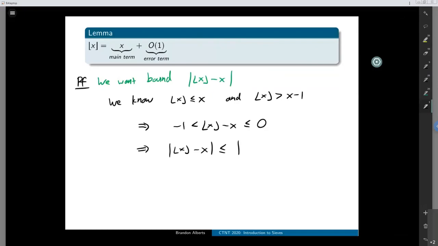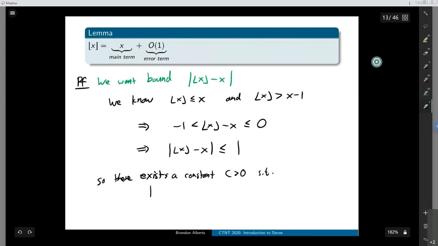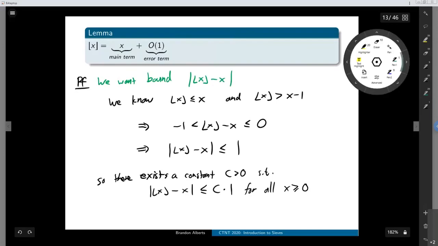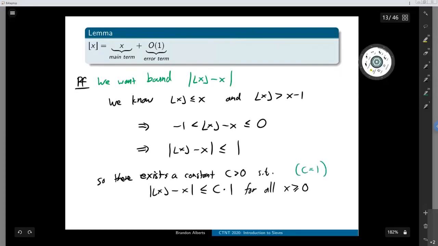Well, 1 is definitely equal to a constant times 1. So there exists a constant c greater than 0 such that the absolute value of the floor function of x minus x is less than or equal to c times 1 for all x bigger than or equal to 0. And I'll write it in red. We can choose c equals 1 for that constant. This is the definition of saying the floor function of x minus x is big O of 1.